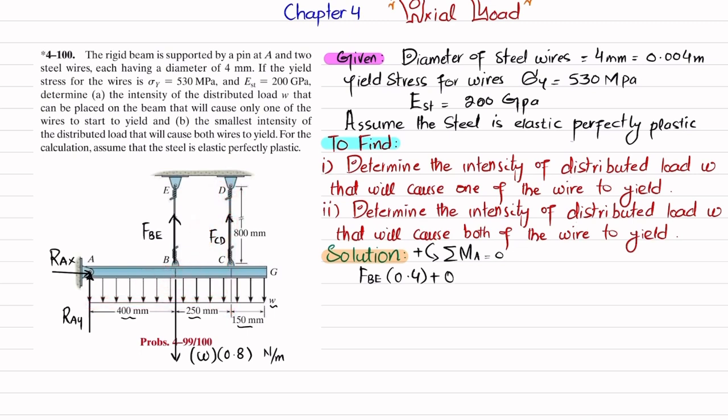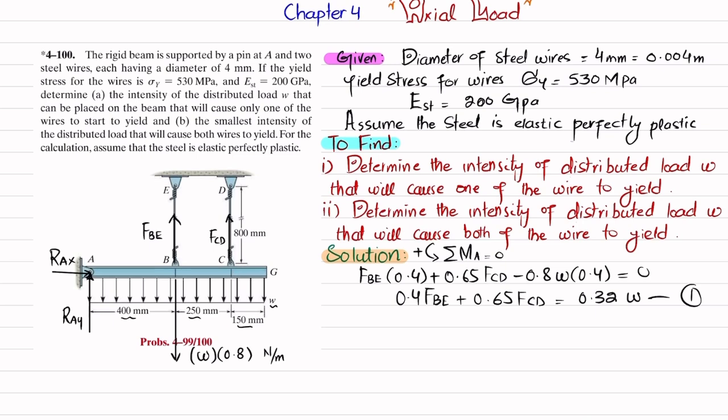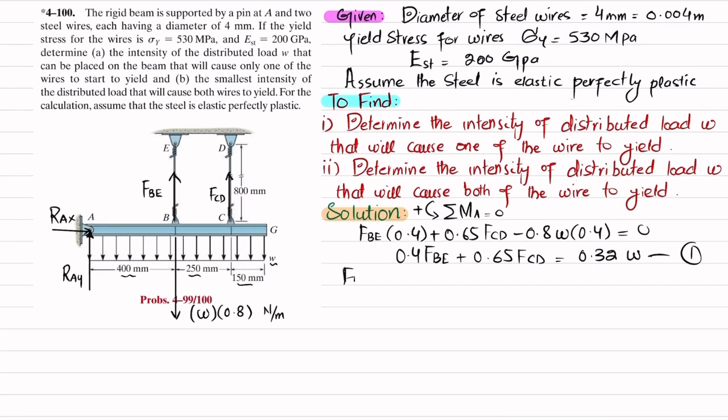So I will write plus 0.65 times FCD, and the last moment is produced due to this load, and the perpendicular distance is 0.4 meter, and this is producing clockwise, so it will be negative. So I will write minus 0.8 W times 0.4 is equal to 0. So 0.4 times FBE plus 0.65 times FCD is equal to 0.32 times W, and this will be your equation number 1.